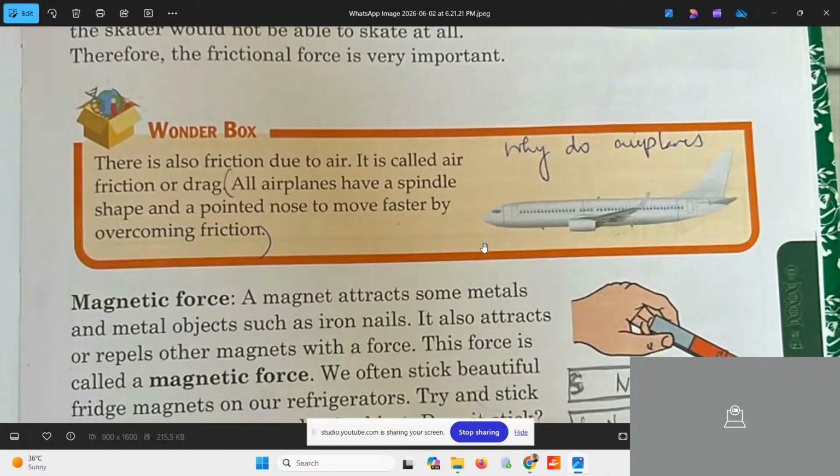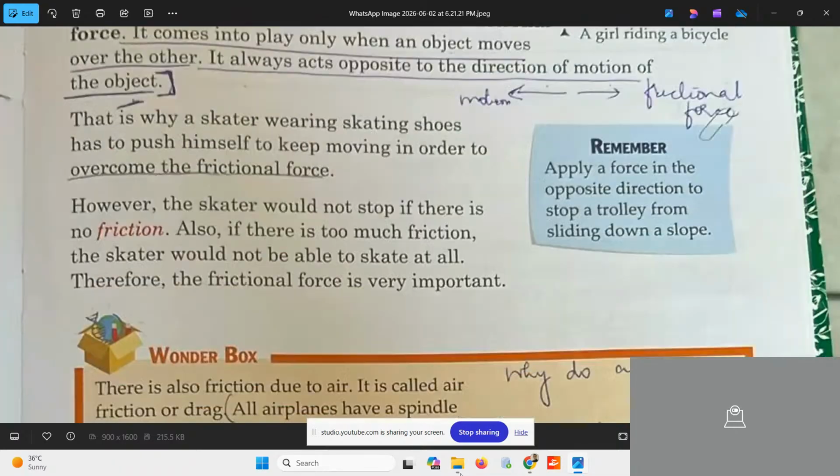All airplanes have a spindle shape and a pointed nose to move faster by overcoming friction. So what kind of question will he ask? Why do airplanes have a pointed nose? The answer is to reduce the friction. Okay, you will remember. Let's do a quick revision for friction.